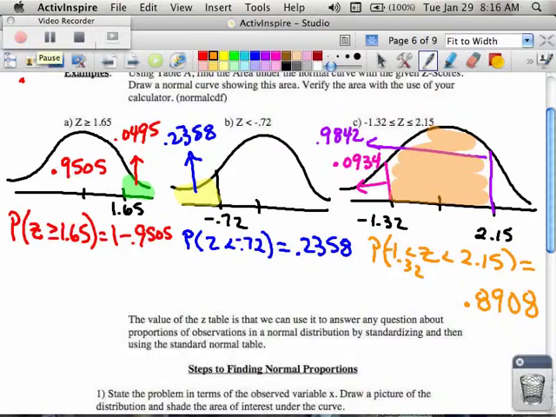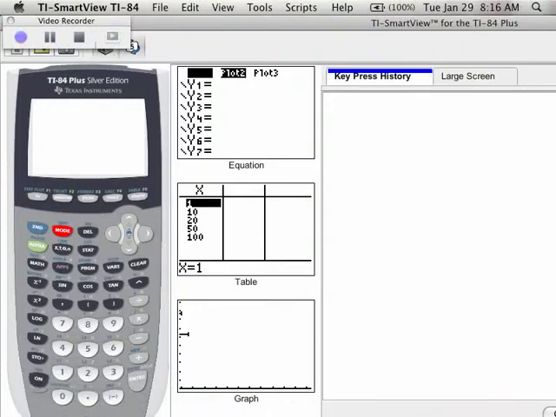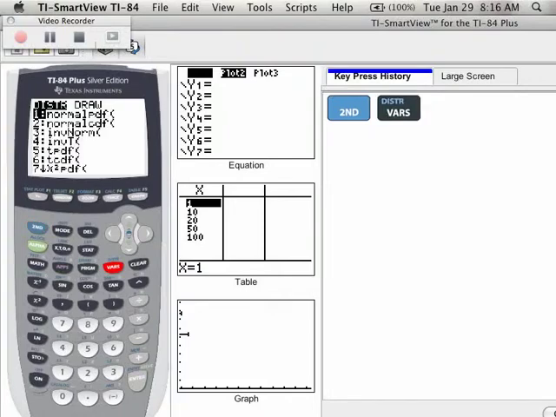So let's see how to do this on our calculator. I'm going to start with A and then move on. So in A, when I go to my calculator, I noticed that when we were talking about this, we're talking about the amount of data that was above 1.65. The way that you do this is you go second, vars, and you'll see a list of things. You want to go down to number 2, which says normal CDF.